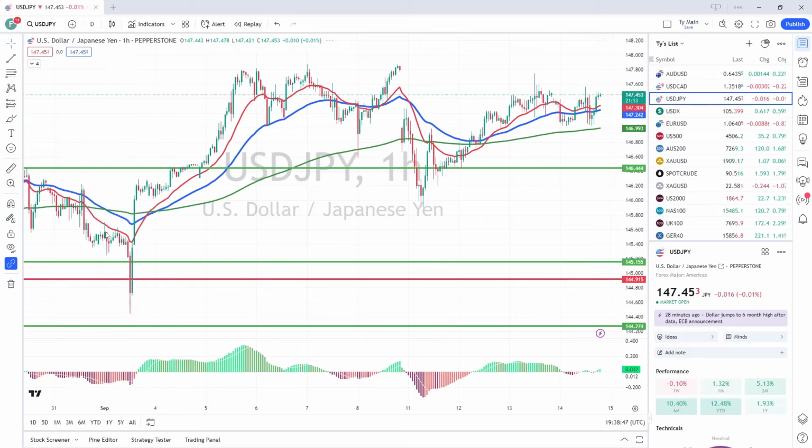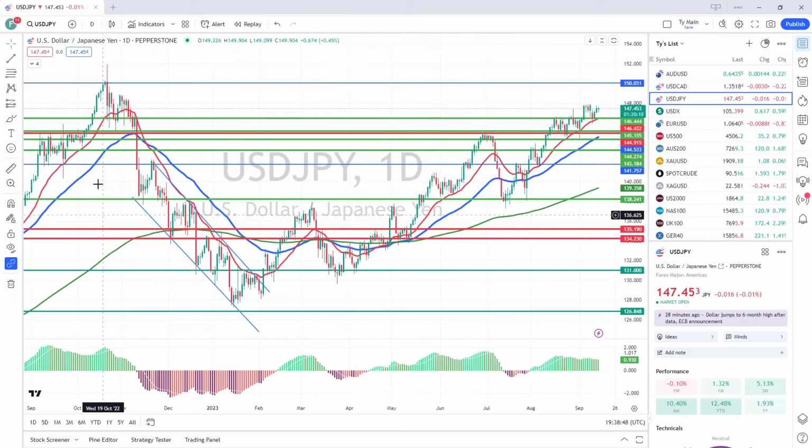Mark the levels on the daily. That's why the daily is such an important level marker to actually put your zones in, and then go to the smaller time frames to actually trade it. So pretty good trading on the yen.